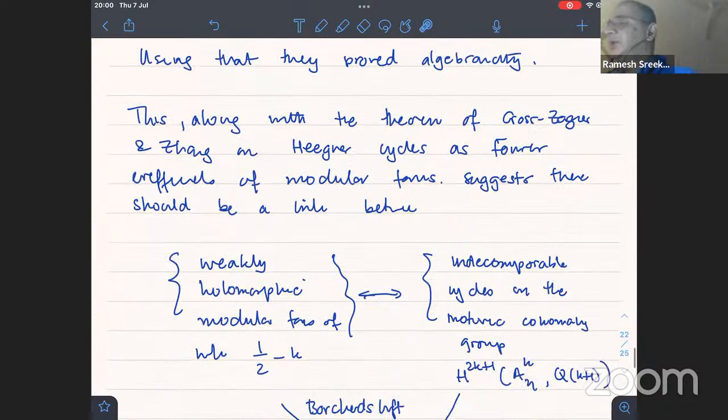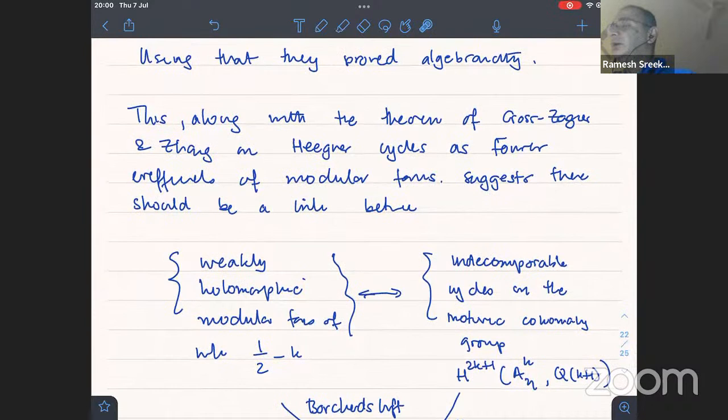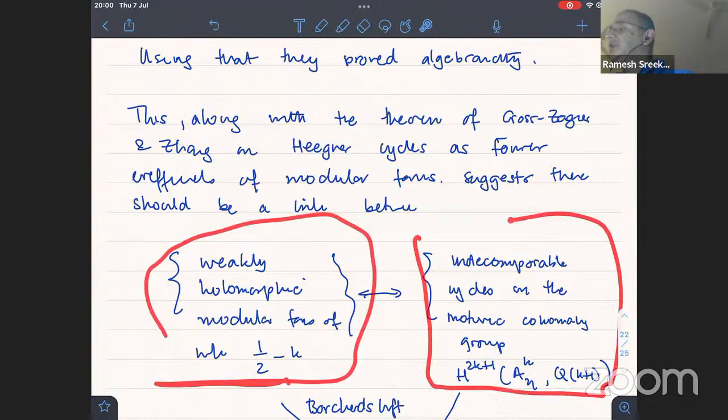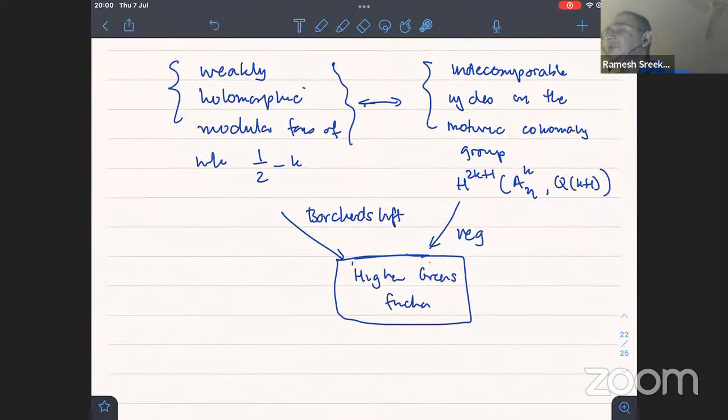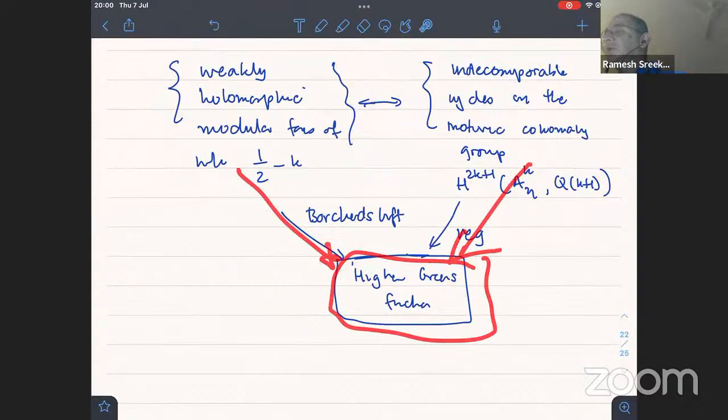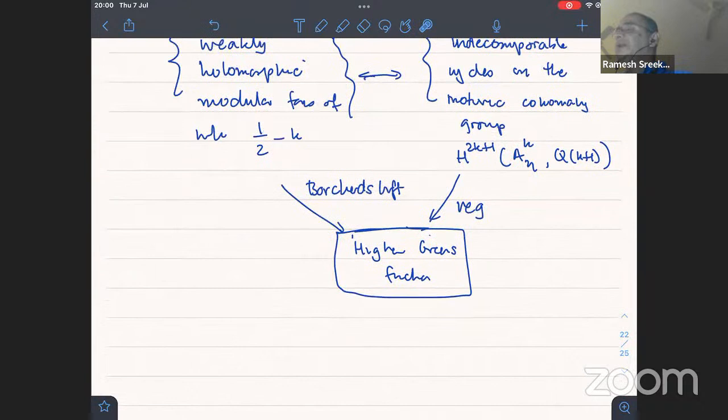Okay. This suggests there should be a relation between, on the one hand, weakly holomorphic modular forms of some weight half minus k, and indecomposable cycles in the motivic cohomology, right? And what happens is here you look at the regulator and you get a certain higher Green's function. There you look at the Borcherds lift and you get some higher Green's function. And so therefore you should expect that given a weakly holomorphic modular form of a certain type, you should be able to get a motivic cycle whose regulator is the Borcherds lift of that form.